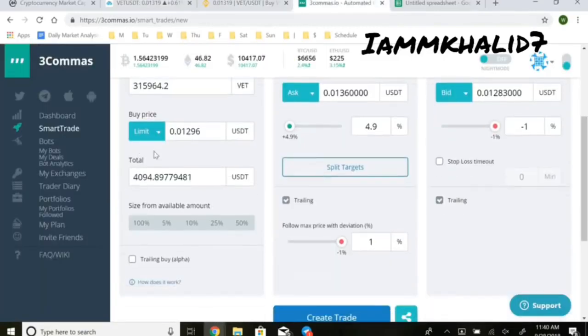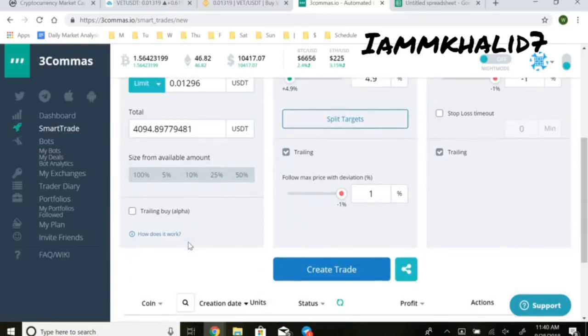As you can see right here, the total amount was $4,094, right? And it actually allows you to say size from available amount. You can do 5%, 10%, 25, 50, 100, anything like that. Now it says trailing buy. You can do that. We'll talk about that in further videos, but today we're going to leave that alone.